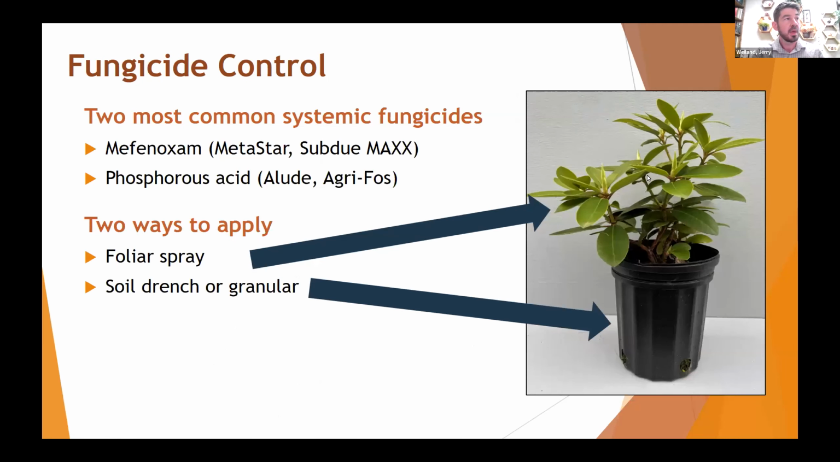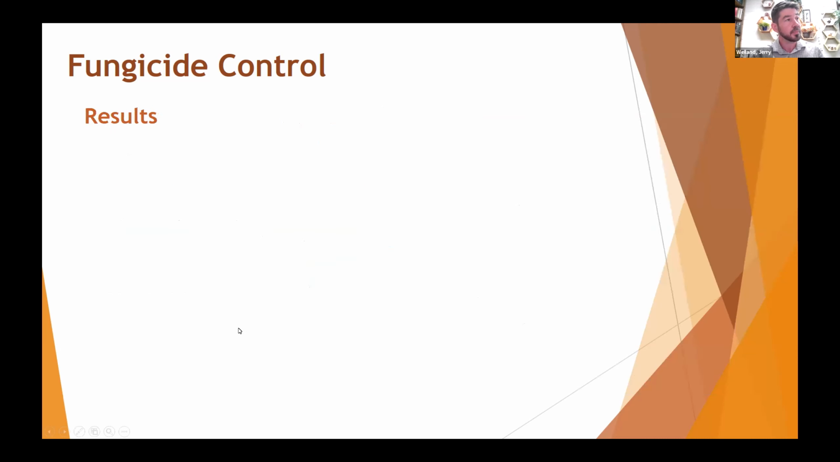One real quick thing, we did look at fungicide control. Growers have 2 main ways that they apply these 2 most popular fungicides. One, they will either apply it as a foliar spray to try to control above ground, like Ramorum blight and other foliar ones, and they're hoping that systemic activity will carry down to the roots. Or they can apply fungicides as a soil drench or a granular.